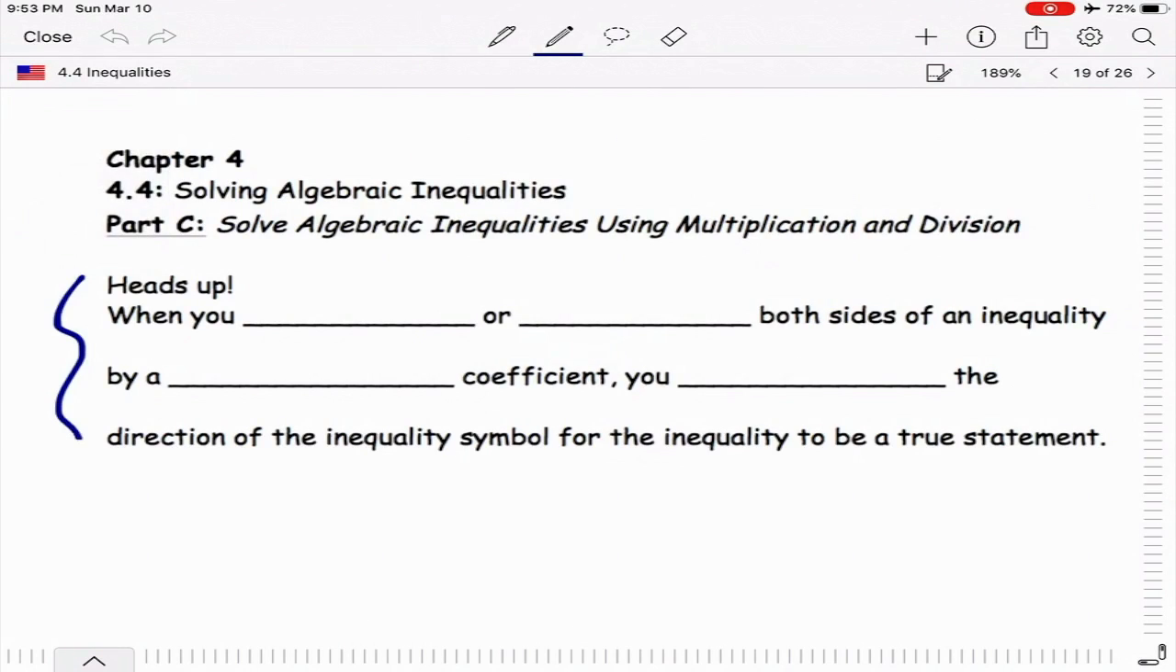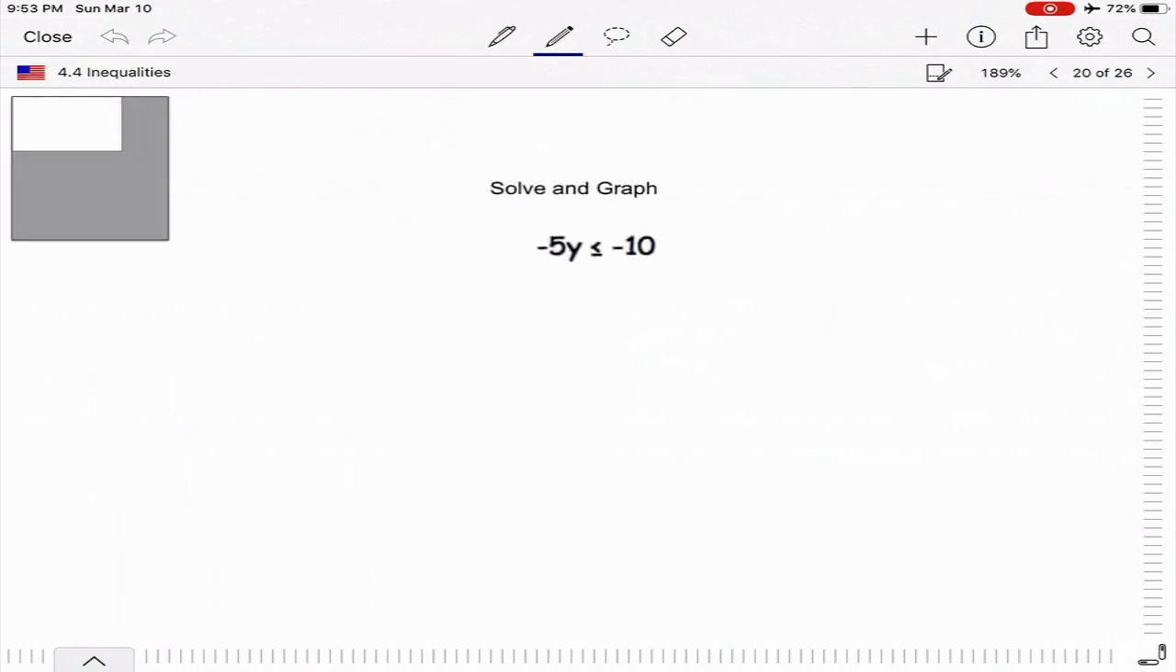So see if you can fill this out on your own. It's pretty much summarizing what you and I just did. And then do this on your own.